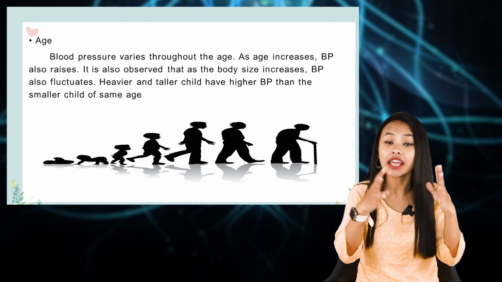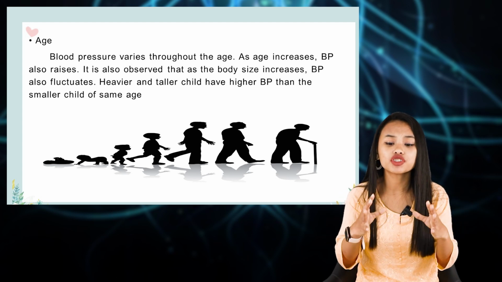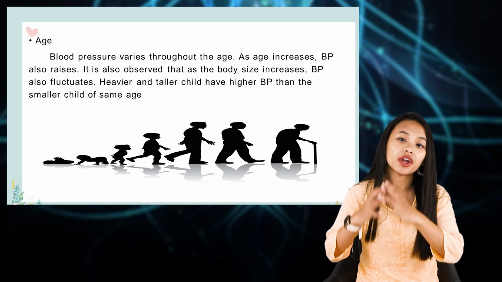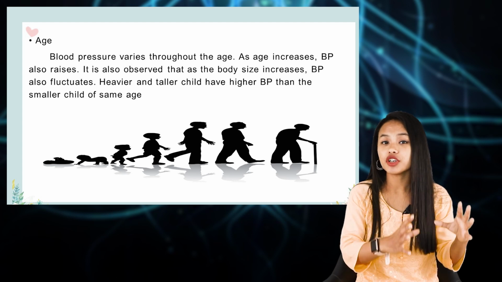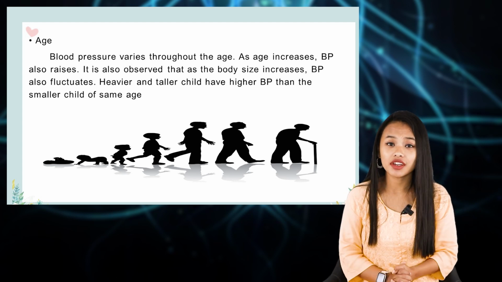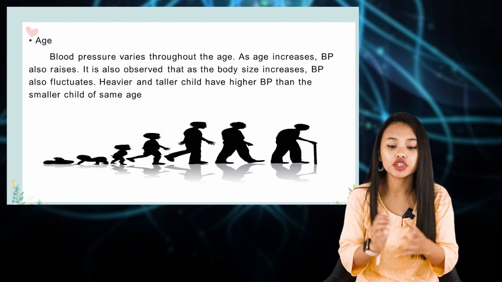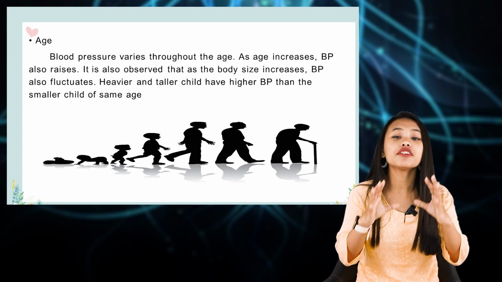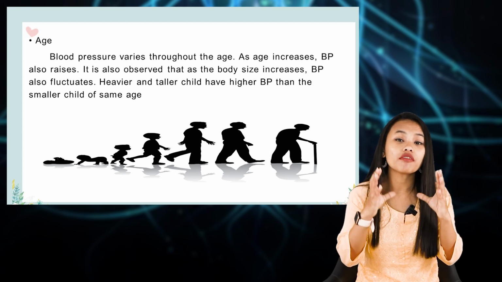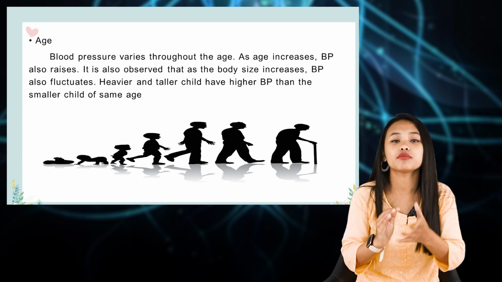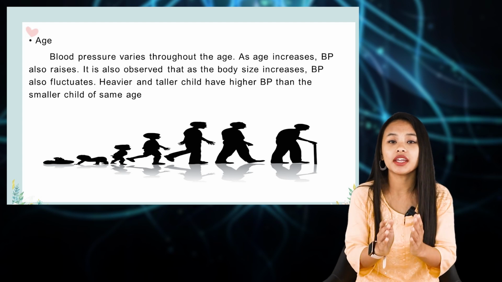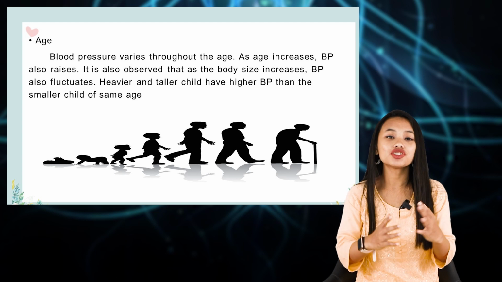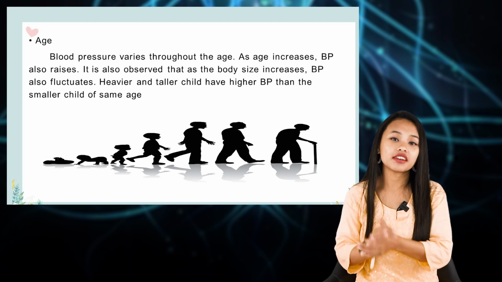For example, in infants, the normal blood pressure is between 42 to 80 mmHg, whereas if you assess the blood pressure of a child who is 7 years of age, then the normal blood pressure is between 48 to 64 mmHg. And if you assess the blood pressure of a normal adult, then the normal blood pressure is 120 by 80 mmHg. So that is why I say that with increase in age, the blood pressure of an individual will also increase.